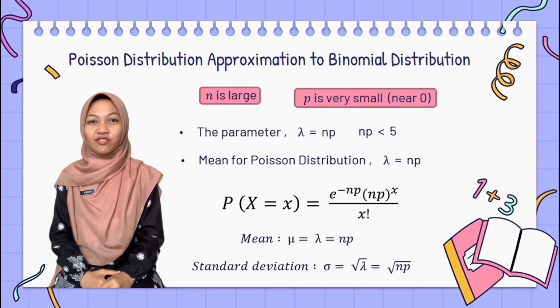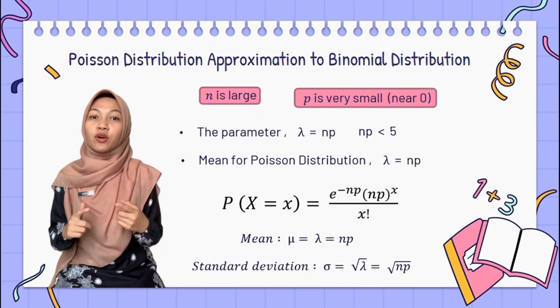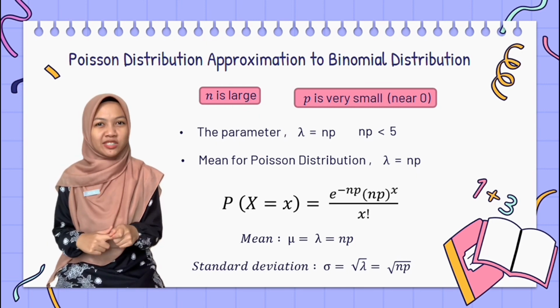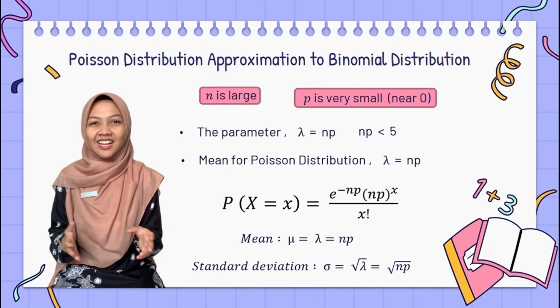Okay, that's all for Poisson distribution and Poisson distribution as an approximation to the binomial distribution. Hope you can understand it well.